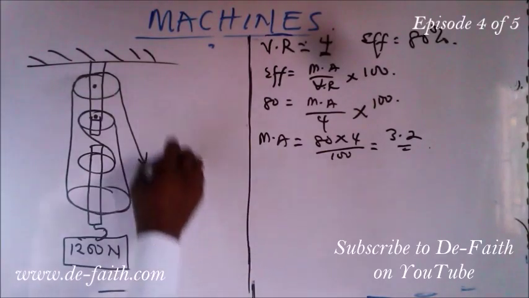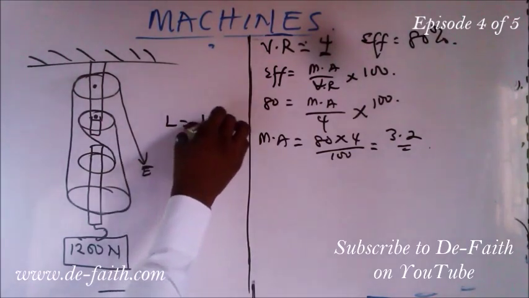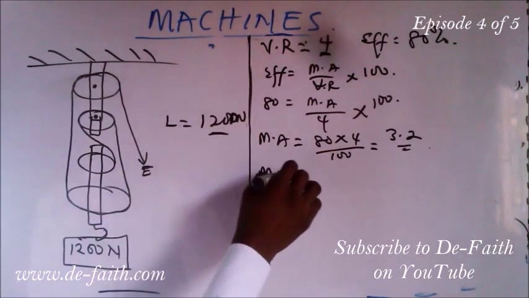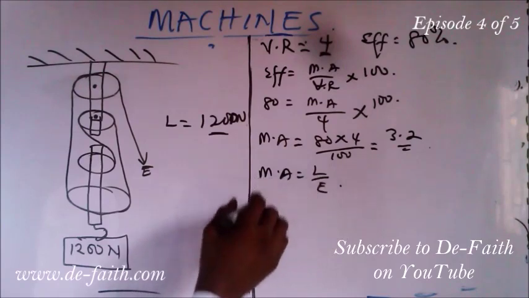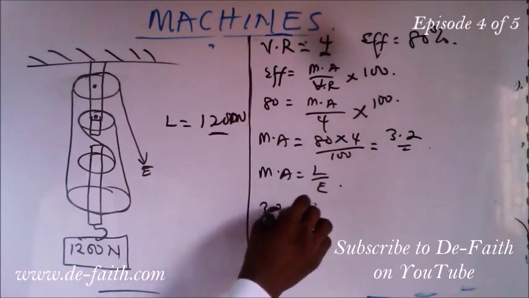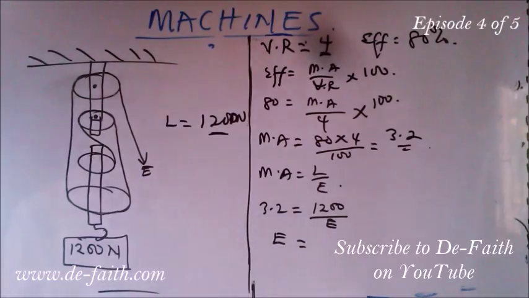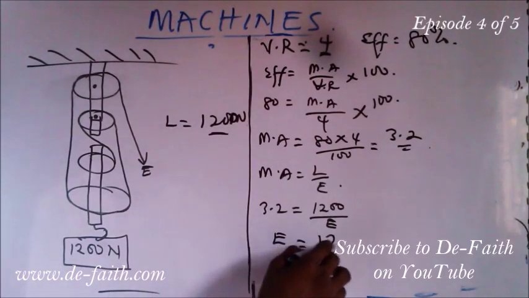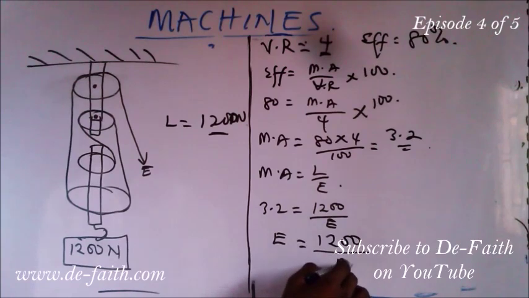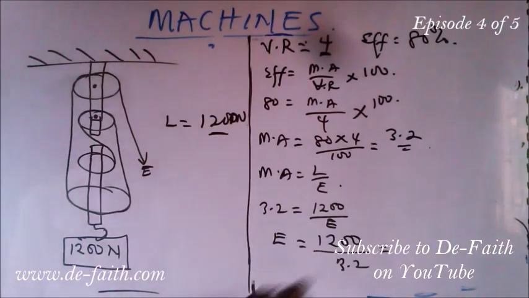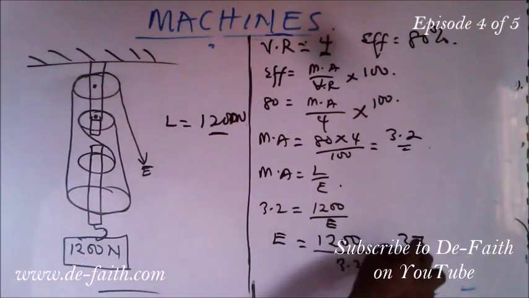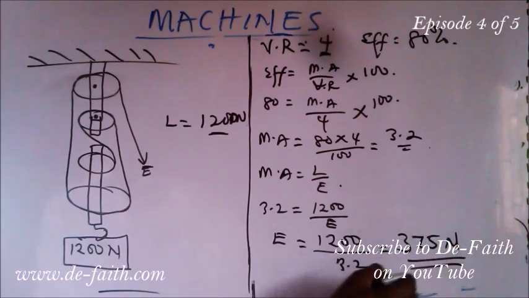Here we have that the load is 1200 Newton. Mechanical advantage equals load over effort. So 3.2 equal to 1200 divided by the effort. Making effort the subject of this formula, we have 1200 divided by 3.2, and that leaves us with 375 Newton as the effort.